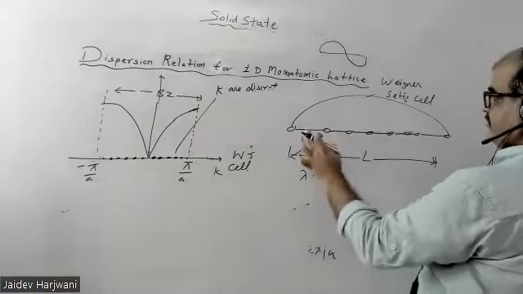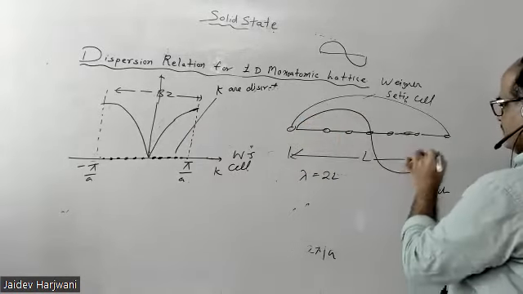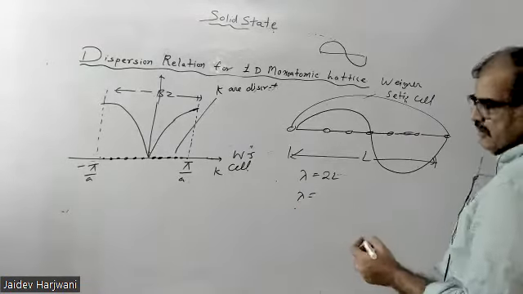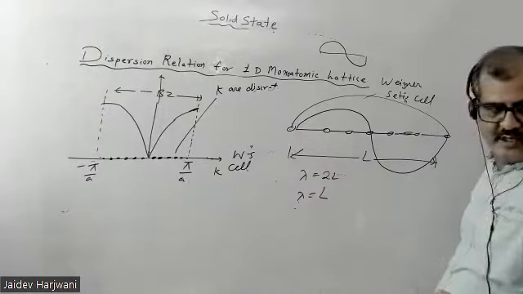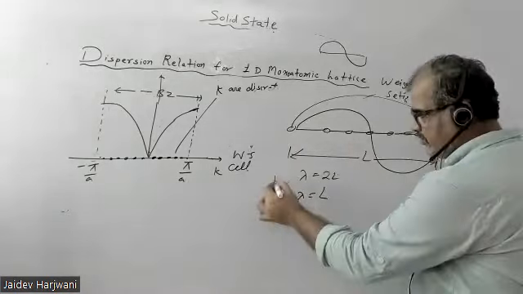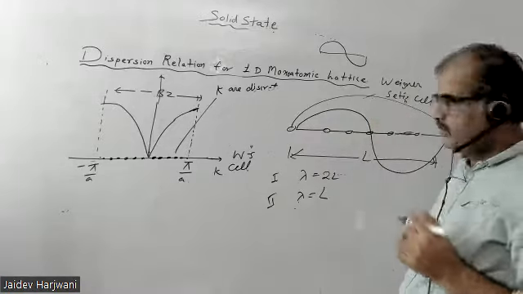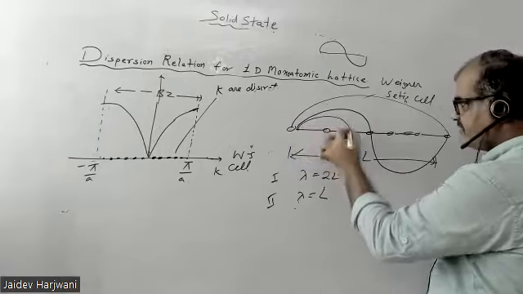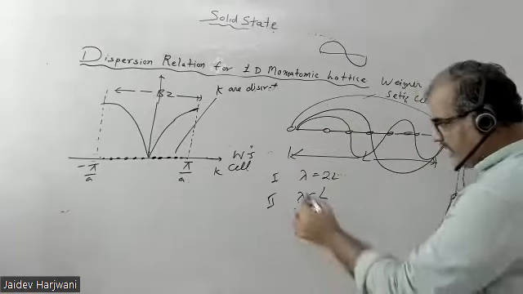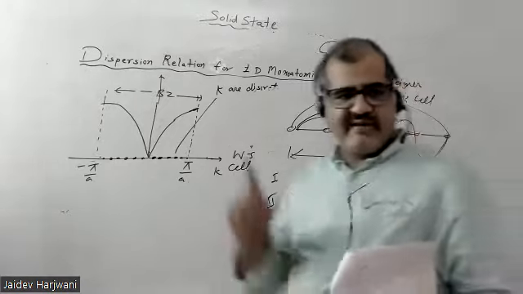Now suppose I draw like this. What is my wavelength now? L. Now my wavelength is L, and this wavelength has higher energy than the previous one, because a shorter wavelength means higher energy. This is the second mode. In this way you can create any number of modes, and each wavelength is related to k. So k are also distinct. That's why I told you each k value is equal to a mode.